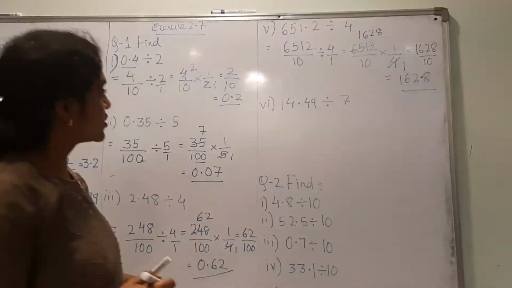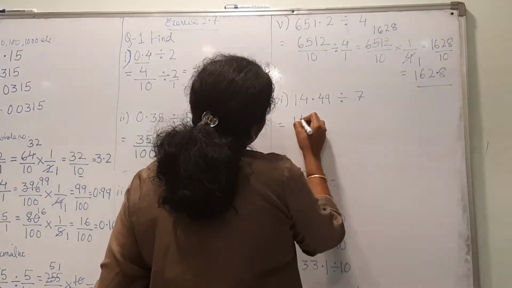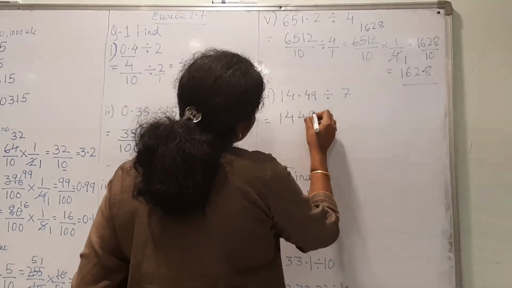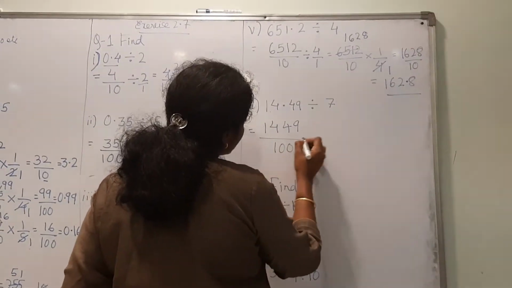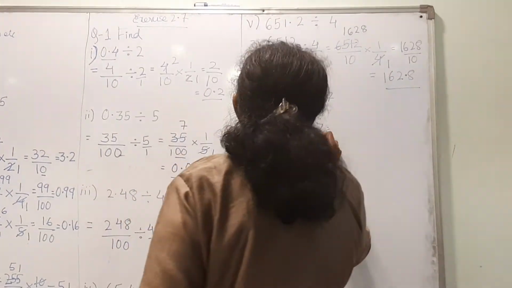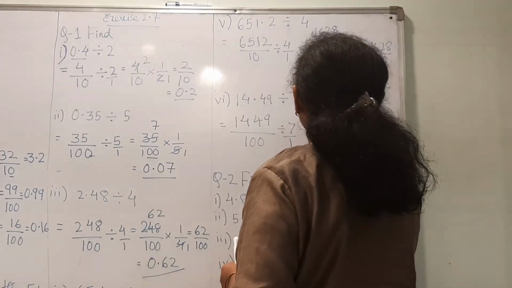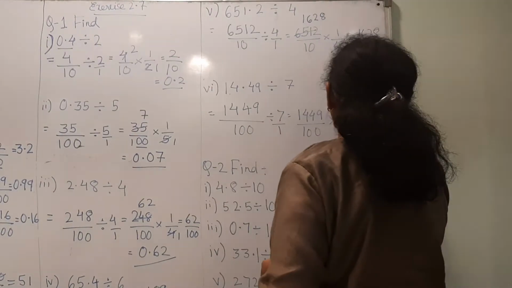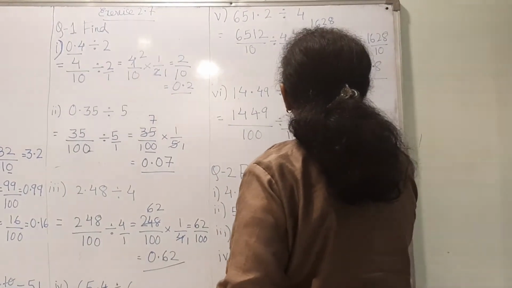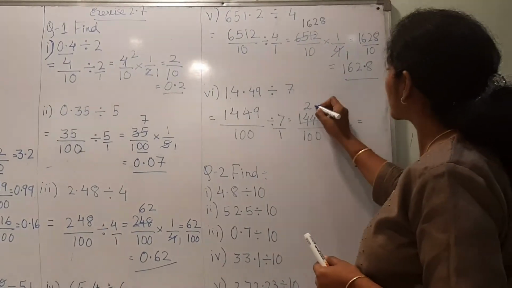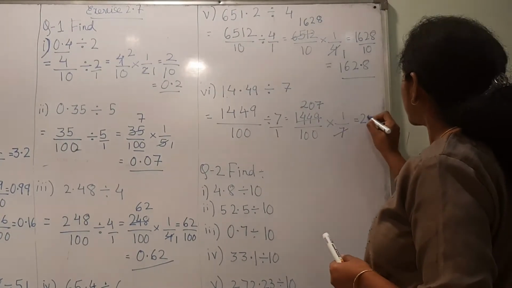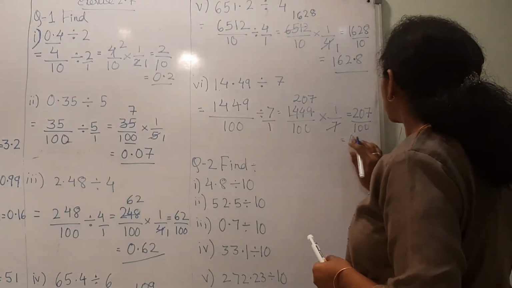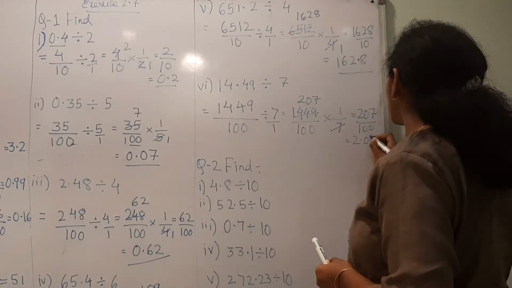Yes. Now question 6. 14.49 you can write before 2 digits. So divided by 100 divided by 7. Again first will remain as it is, multiplied by the reciprocal. So this will be 7 2s are 14, 207 divided by 100. This will be 2.07.